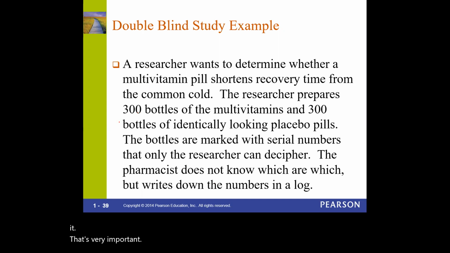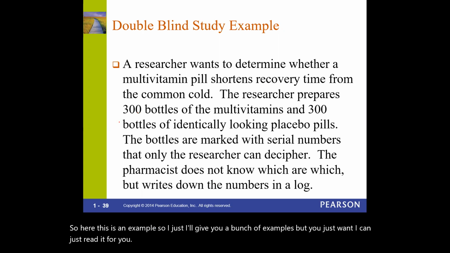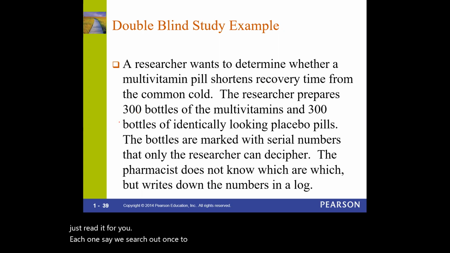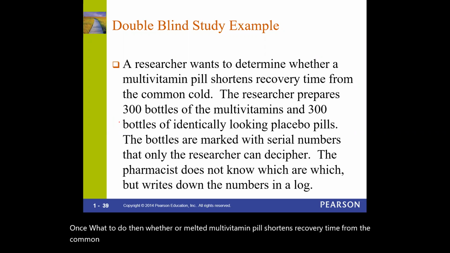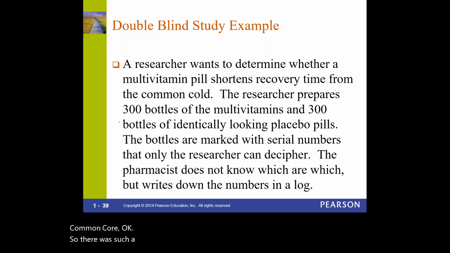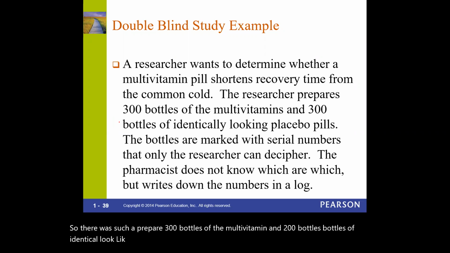So here, this is an example. I'll give you a bunch of examples, but with this one, I can just read it for you. This one says a researcher, who will be the statistician, wants to determine whether a multivitamin pill shortens recovery time from the common cold. Okay. So the researcher prepared 300 bottles of the multivitamin and 200 bottles of identical-looking placebo pills.